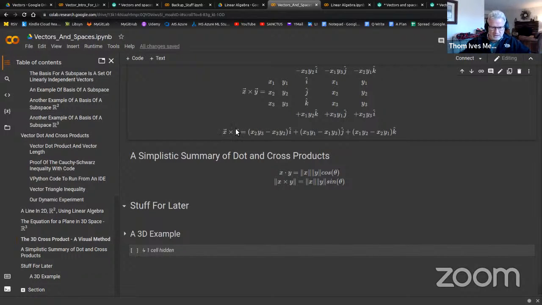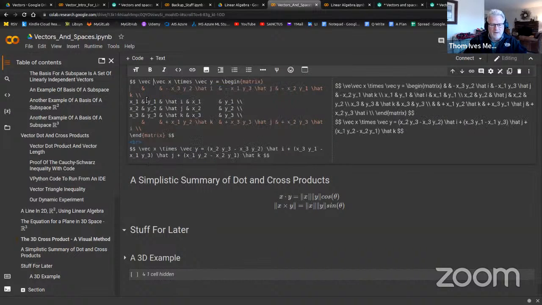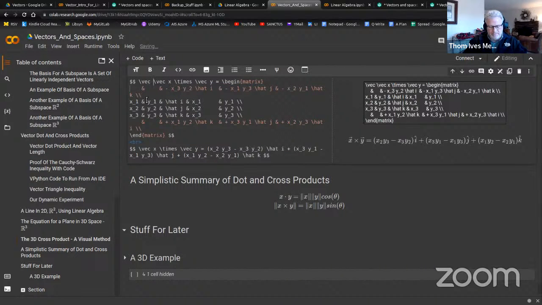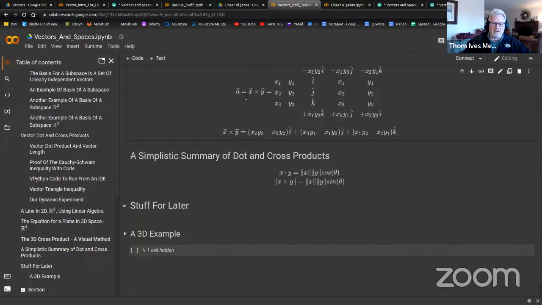Now, you might ask, relative to vectors x and y, well, let's do this. Let's say that this is going to be a new vector that I'm just going to call A, so we don't overuse Z. And so you can see right here, what can we say about A with respect to X cross Y? Well, this is interesting.